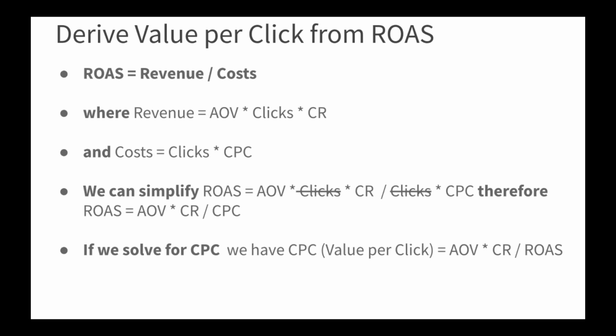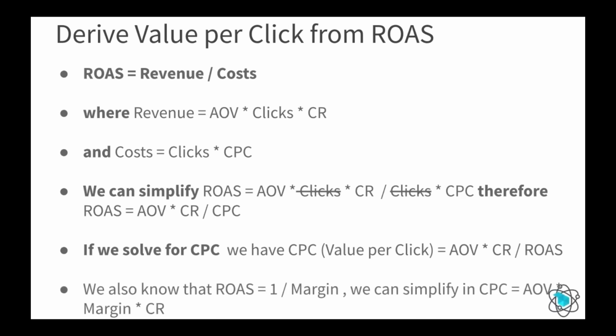So, one important point on target ROAS. If we know that our margin is, let's say, 50%, then it means that our minimum acceptable target ROAS should be at least 2.